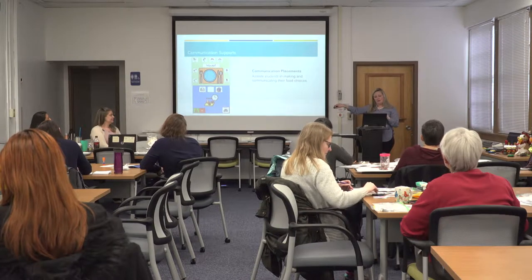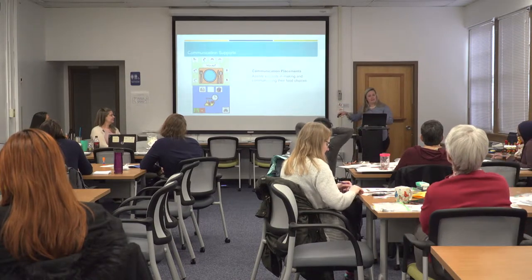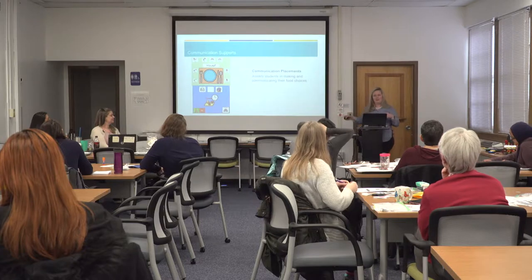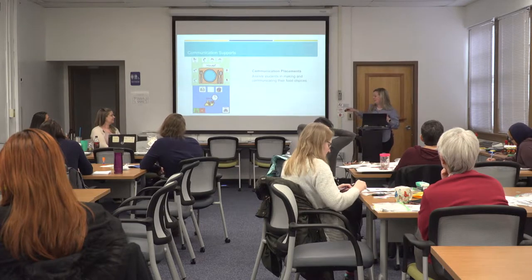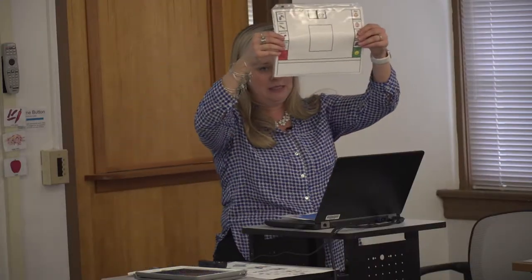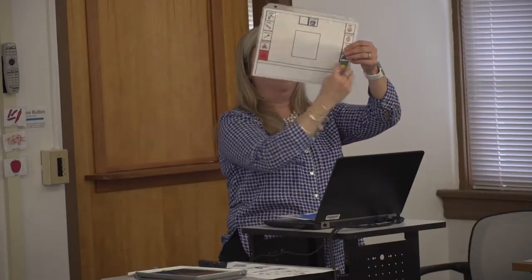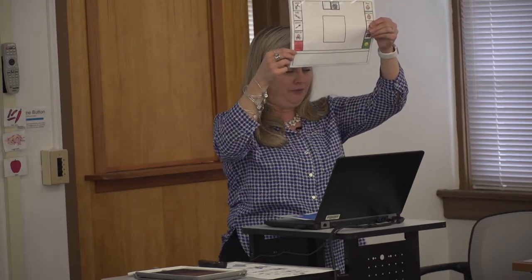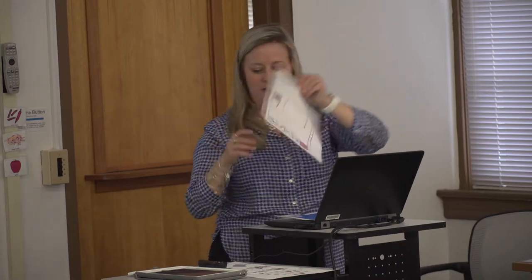And maybe if you model that, the child might touch the picture, and then they've really learned a step in communication. So these placemats, again, you're going to get one that's similar. You can put a picture of your child in the middle, and then some important keywords. You could also make one of these yourself if you wanted different words.